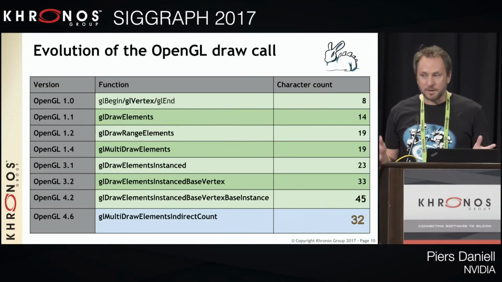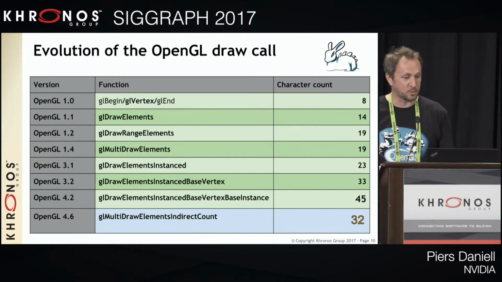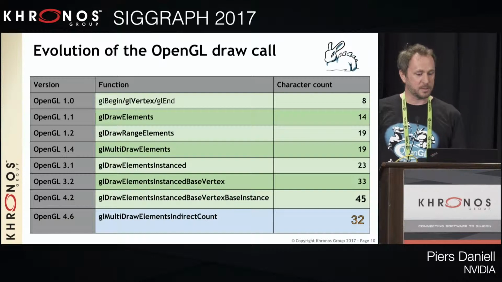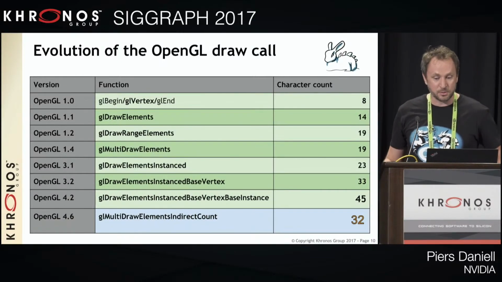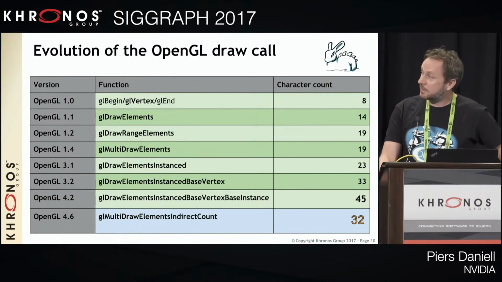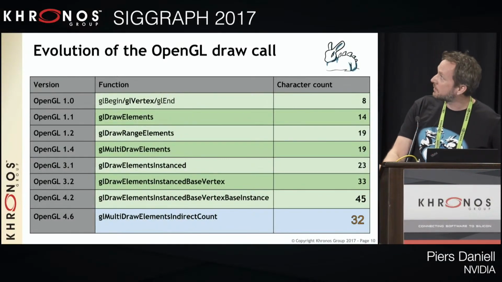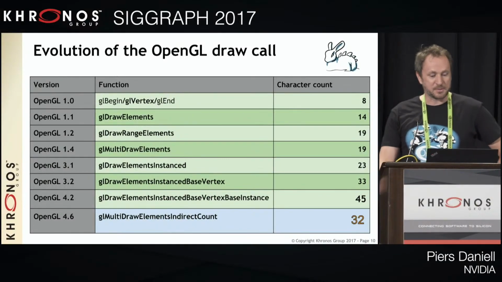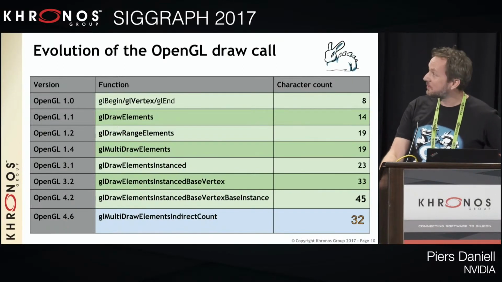I just want to talk about one thing that we've evolved in OpenGL, which is the draw call. In 1.0, we had GL Vertex, which you just put lots of them between your beginning and the end, and you draw pretty things. GL Vertex was 8 characters long, and we made it faster with draw elements at 14 characters, so that's like 50% faster, or over 50% faster. And then in OpenGL 1.2, draw range elements, faster still.